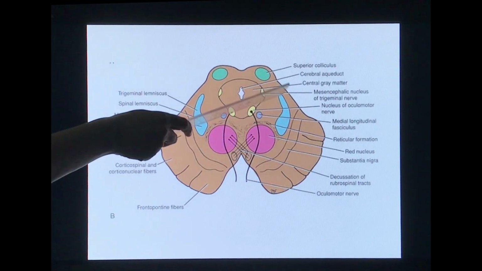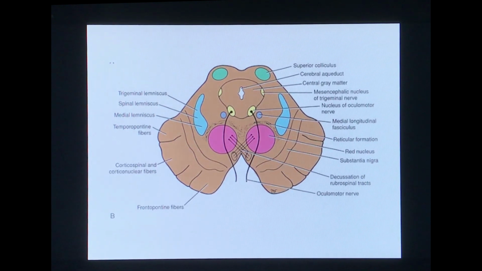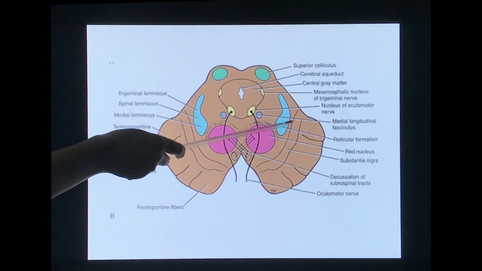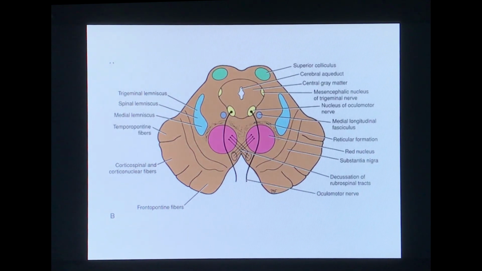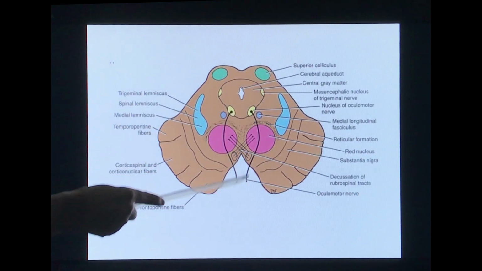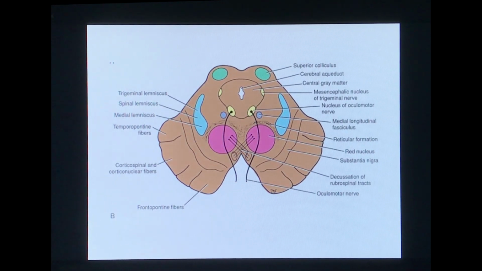Here is the lemnisci, which you can see here. So it doesn't have lateral lemniscus, but the rest of the lemnisci are present here: medial, spinal and trigeminal lemniscus. And here you can see the oculomotor nerve, the rootlets which are emerging anteriorly and lie medial to the peduncle or the crus cerebri.